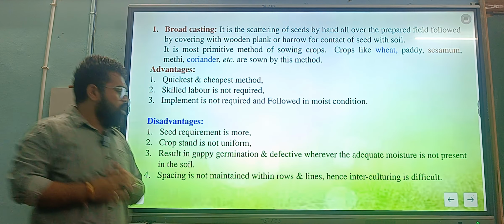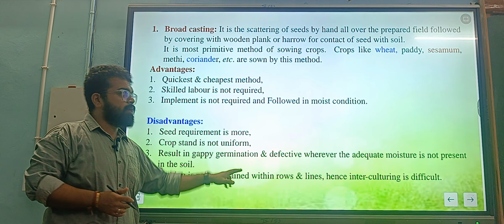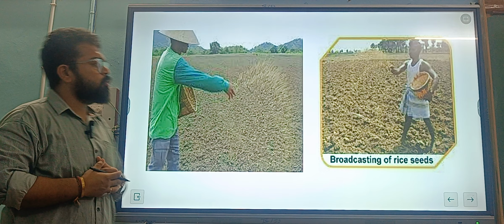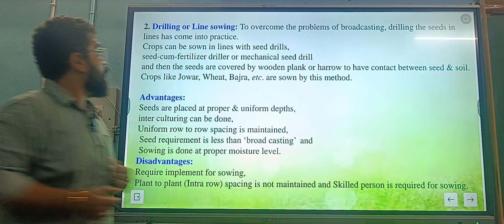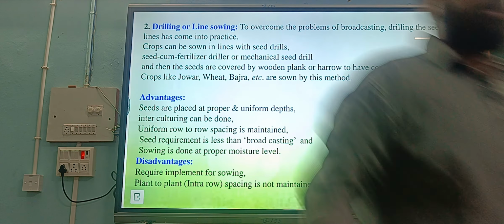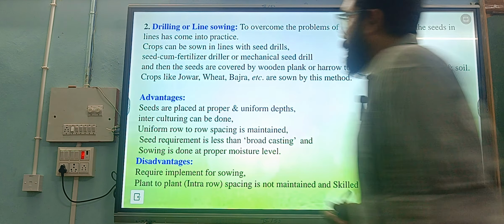The spacing is not maintained within the rows and lines. Hence, intercultural operation becomes very difficult. This is the broadcasting method of sowing. The next is drill or line sowing method, which is mostly preferred by the farmers. That is, to overcome the problems of broadcasting, drilling the seeds in a line has come into practice.